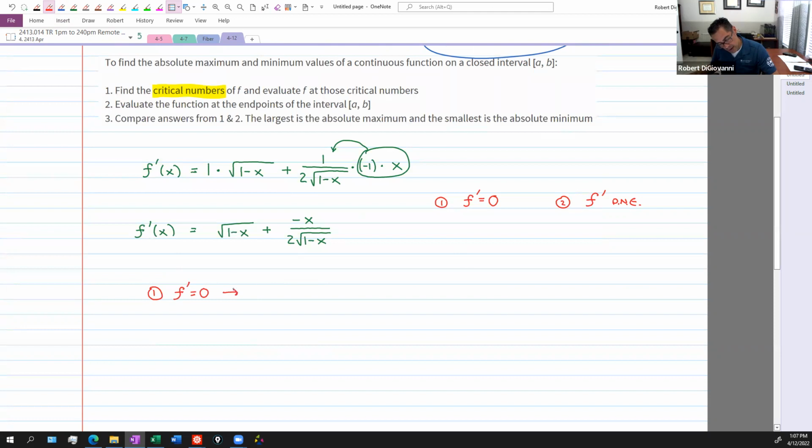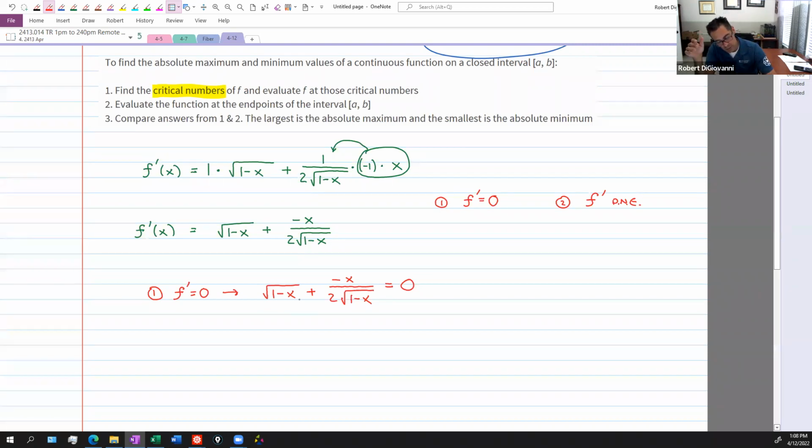All right, so to do that, I need to set the derivative equal to 0. I have to solve this equation. I know it's a little intimidating to look at this and wonder how I'm going to figure out where this is 0 and solve that equation, but there's kind of a procedure for this. If we have fractions, which we do, negative x over 2 square root of 1 minus x, and we have another term, we have two terms. What we'd like to do is combine them together into one term.